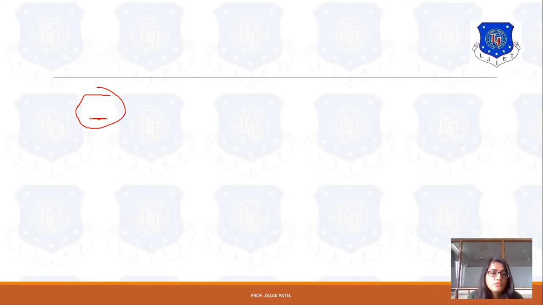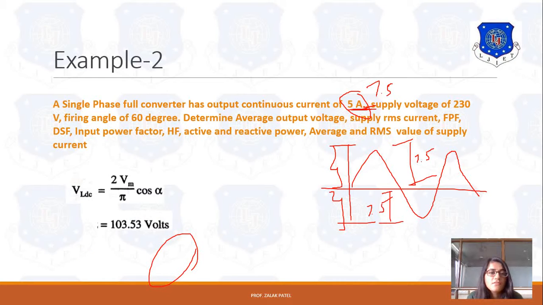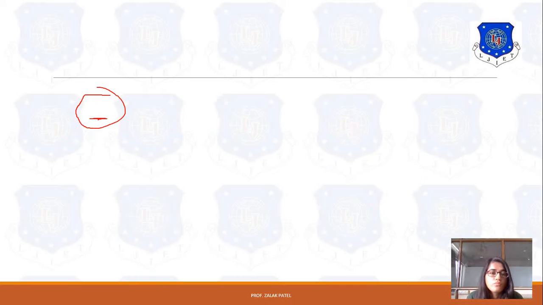Now let's find out another term, which is FPF. FPF is given by cos alpha, means the power factor is cos alpha. We have the value of alpha, the firing angle is given, so let's put it over here. The firing angle is 60 degrees. So cos 60 means 1 by 2, which is 0.5. So this is the answer for this case.